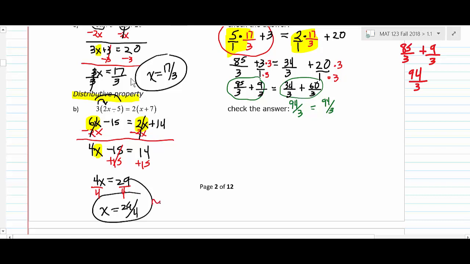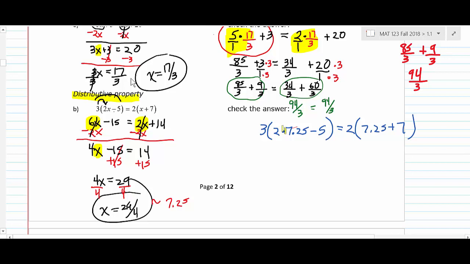And I think a lot of times students prefer this in this class. So if I just take 29 divided by 4, that's going to be 7.25. Okay, if the decimals stop, then you can check them with the decimals. If they go on forever, it's best to use fractions. So what I'm going to do on the checking here is 3 and then parentheses, 2 times 7.25 minus 5. Now on the right side, I'm going to do 2 times 7.25 plus 7. Just plug it in. You can use your calculator on this if you want to.